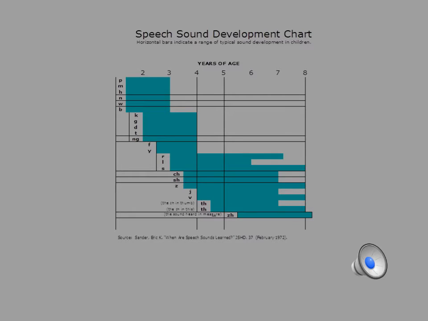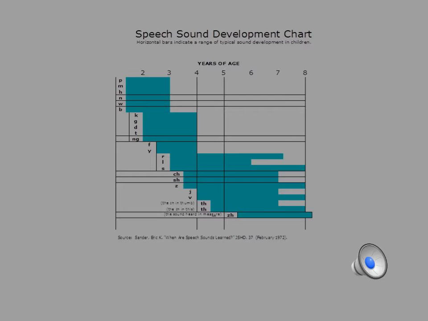There's been a great deal of research conducted to determine when a child might master specific sounds. It's important to remember, though, that sounds are produced in various positions of words. For example, consonants can occur in the initial, medial, and final positions of words. So when we're looking at the development of speech sounds, we have to take into consideration what's the location within the word that the sound is produced.